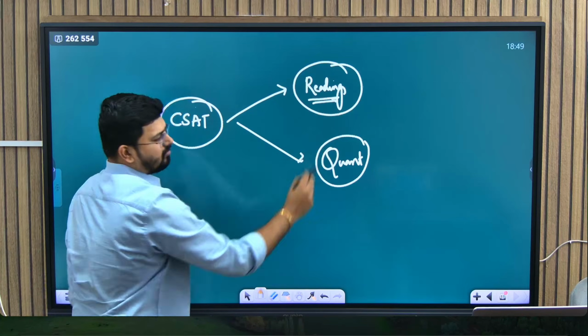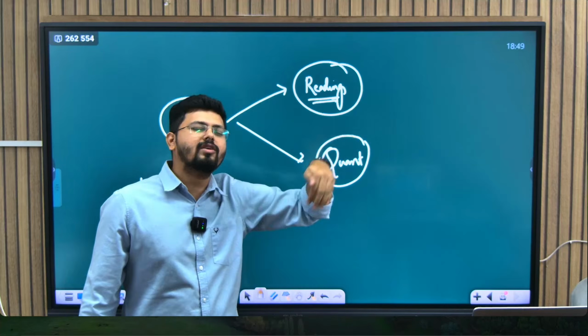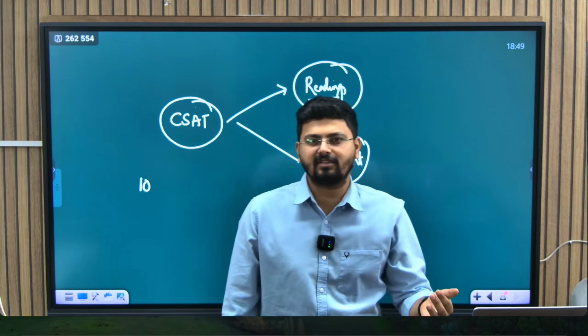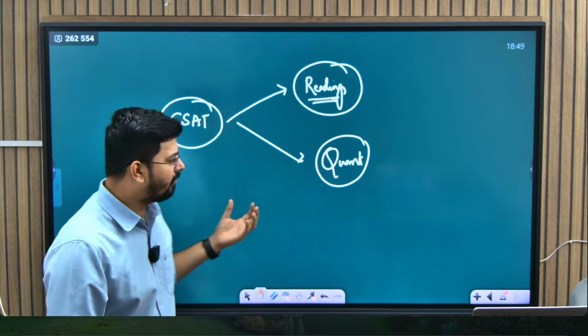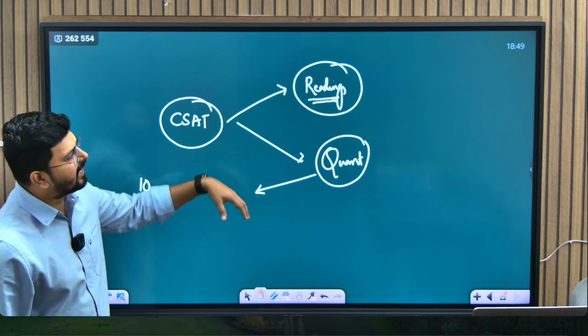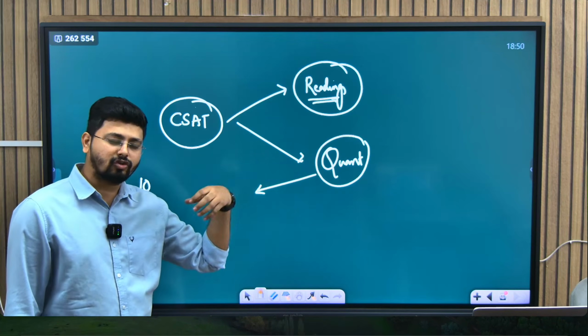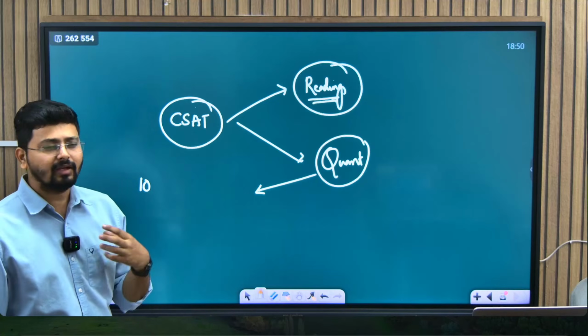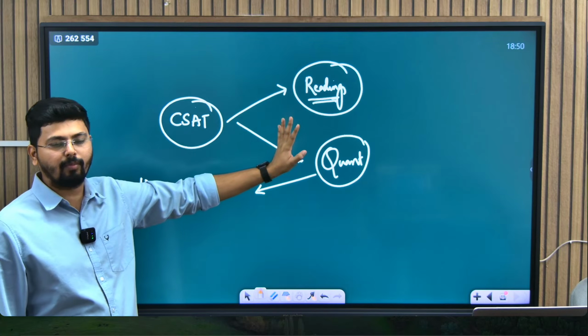See, here I cannot talk much because it is subjective. Who is setting the paper? It is from their mindset. So here there will be more risk. So I would always suggest, be prepared with the quant, and then if you want, you can go for reading comprehension also. But you should assure yourself that I'll be clearing it anyhow, irrespective of what is going to happen with the reading comprehension.